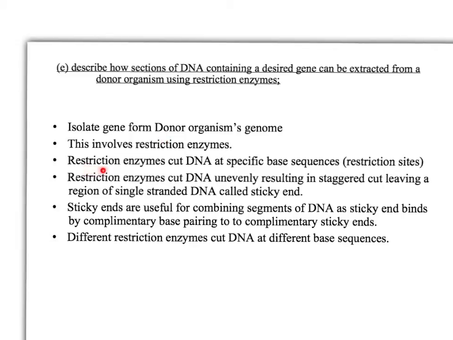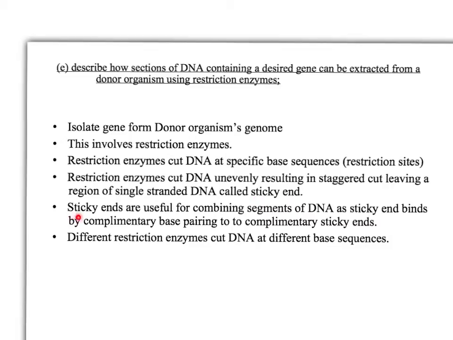So how they work is that restriction enzymes cut at specific base sequences. We call these restriction sites. And the really useful restriction enzymes cut DNA unevenly, which causes what we call a staggered cut, and that leaves these little bits of single-stranded DNA sticking out the end of a gene, and we call those sticky ends.